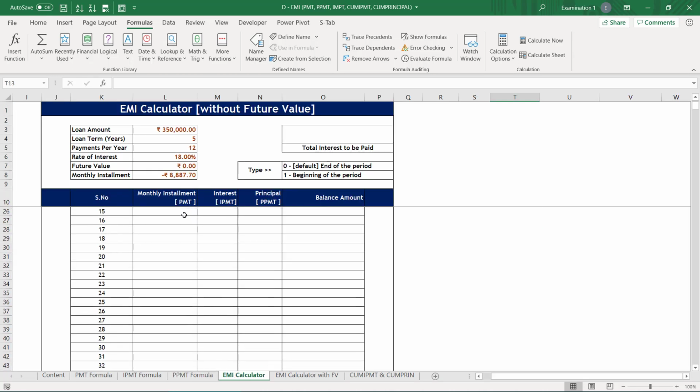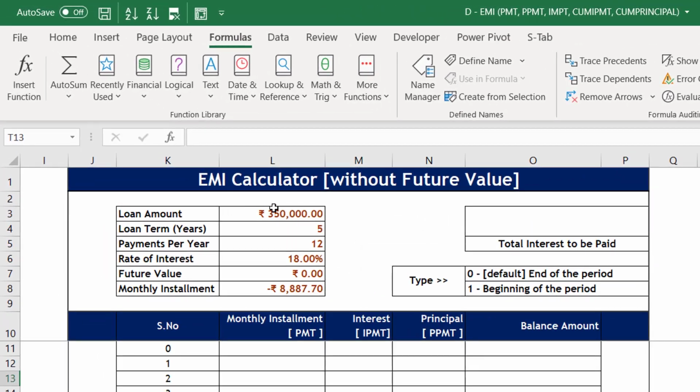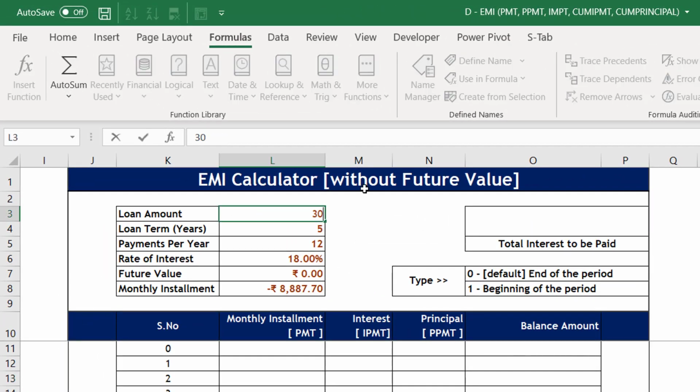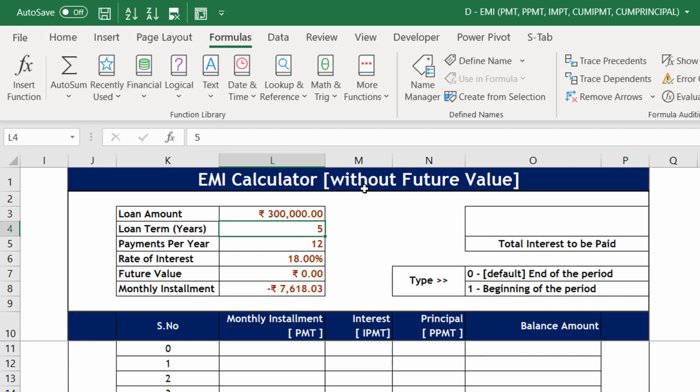This is a very simple sheet. Now let us say I'm going to borrow 3 lakh from the bank, and I intend to pay this over 3 years, and the total number of payments in a particular year is going to be 12. That means it is a monthly amount. Rate of interest is 18%, let us assume, and future value is 0. Then how can we find this monthly installment? Just have a quick look.